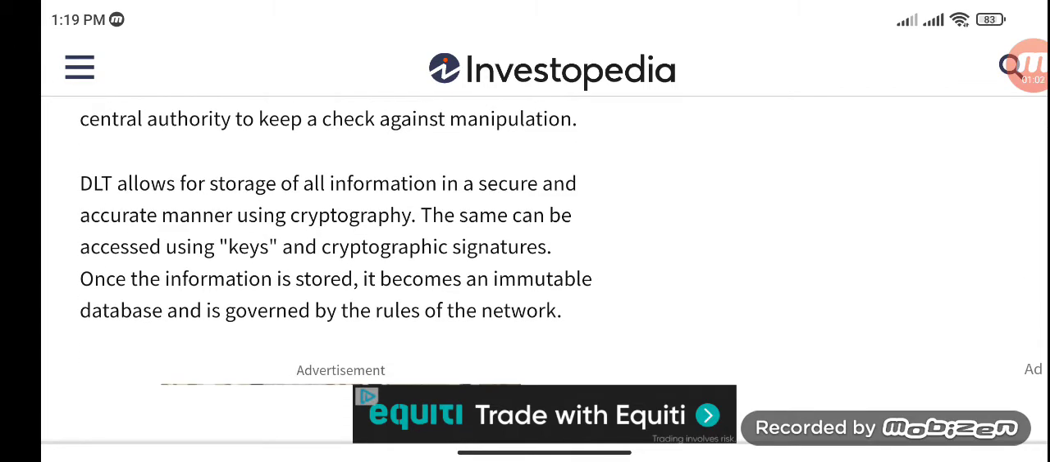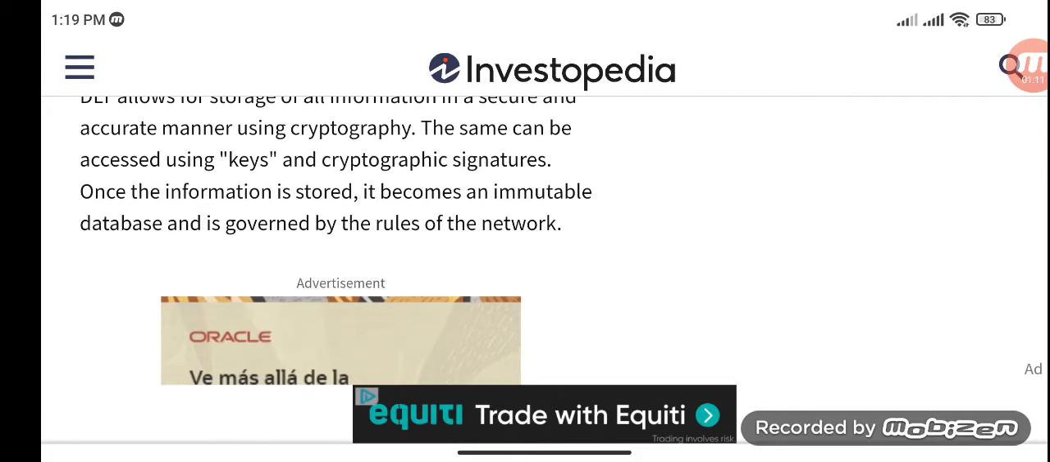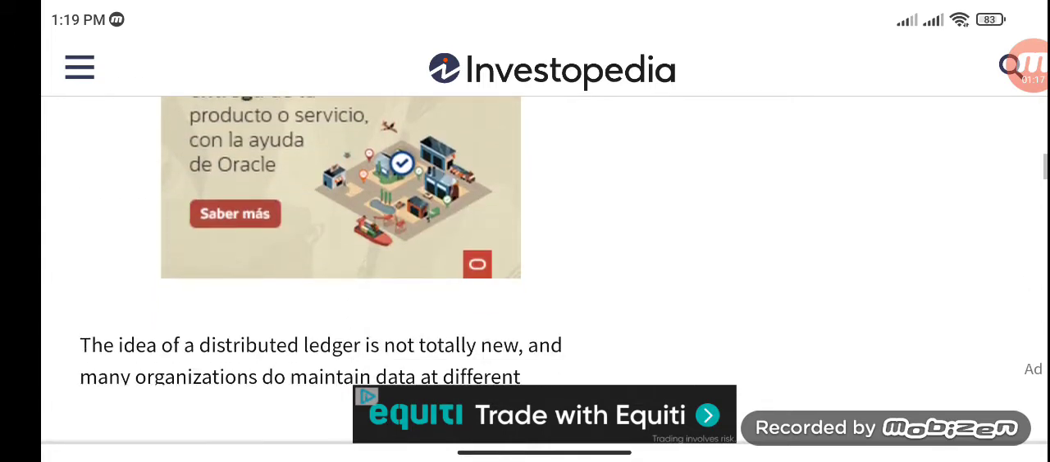DLT allows for storage of all information in a secure and accurate manner using cryptography. The same can be accessed using keys and cryptographic signatures. Once the information is stored, it becomes an immutable database and is governed by the rules of the network.